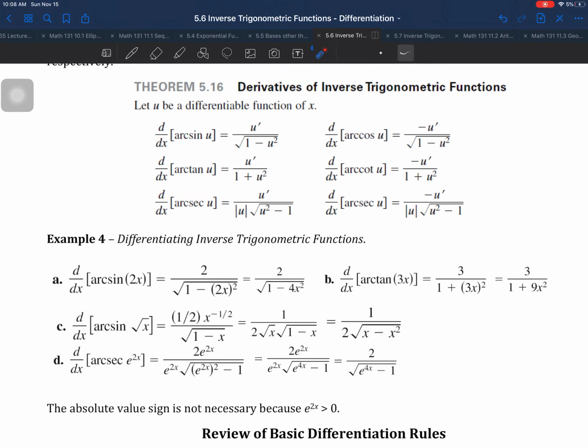And for the arcsecant, it's going to be u prime over the absolute value of u times the square root of u squared minus 1. And then, if you guys notice, I want to point this out. These and these are the same thing, right? Do you guys notice that? Except that this has a negative on top of it. So do you need to memorize all 6? No. It just makes logical sense to memorize or be familiar with these ones, and you can generate these, right?